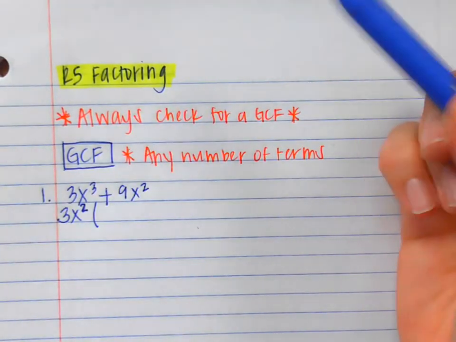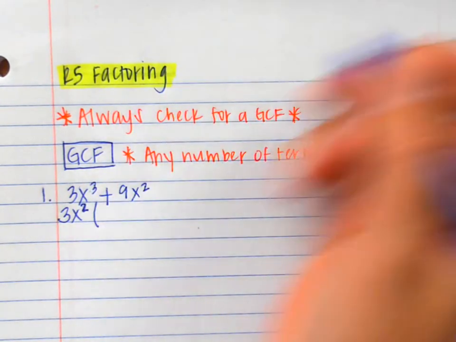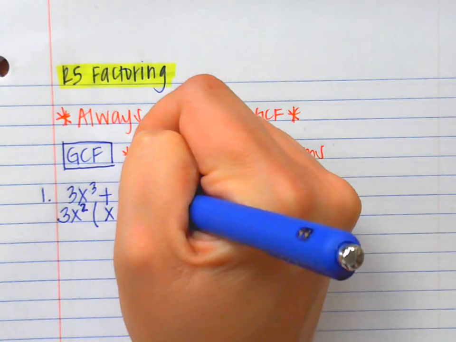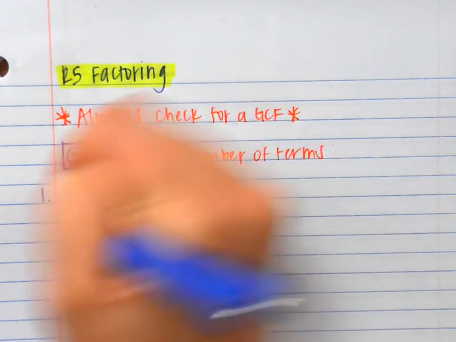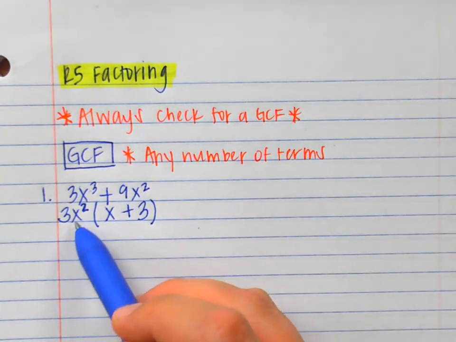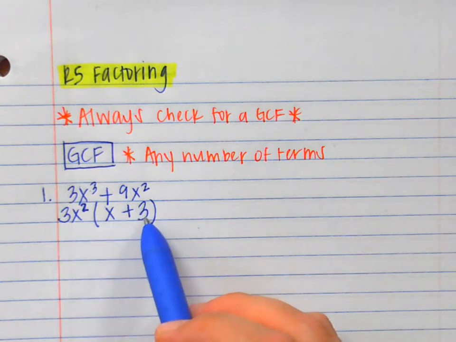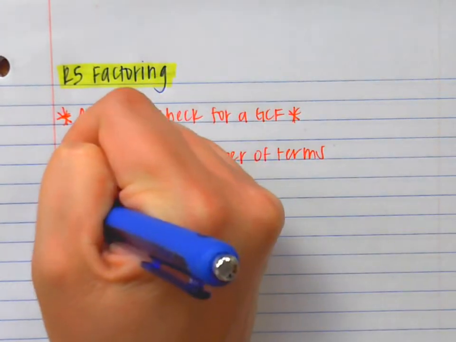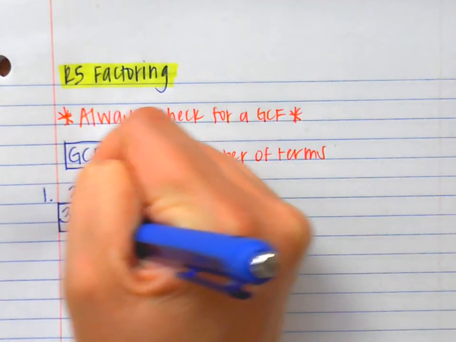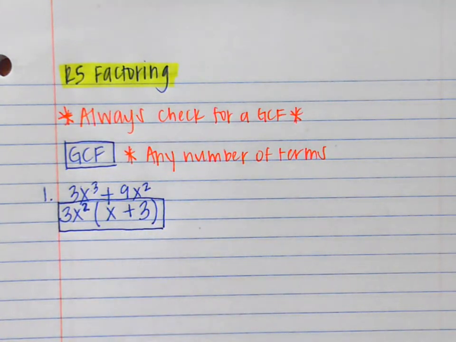And then what's inside the parentheses is what's left. So 3 divided by 3 is 1. X cubed divided by x squared is x. 9 divided by 3 is 3. And x squared divided by x squared is 1. So that is it. We can always check our work by distributing back in. So 3x squared times x is 3x cubed. And 3x squared times 3 is 9x squared. So that is my answer. Now I know that it's fully factored, but I always go back and look at what's left inside and think, can I actually factor that further? And I can't. X and 3 don't have a GCF, so that would be my final answer.